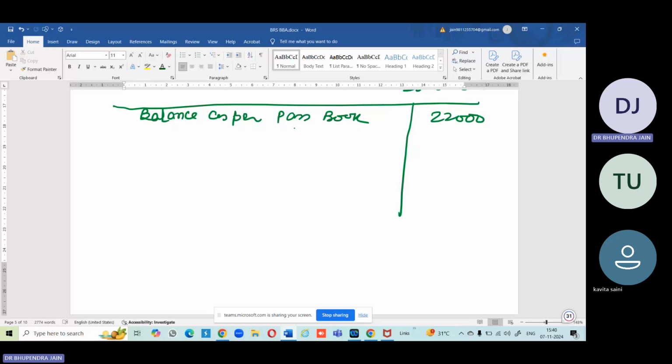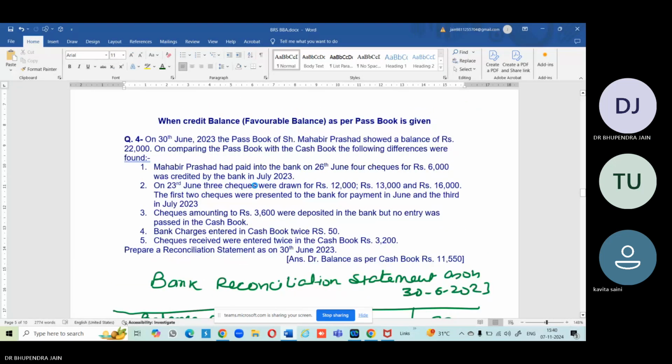Add and less. All the things we check according to the passbook balance. Since the passbook balance is less by rupees 6,000, we have to increase the balance of the passbook. So what will we write? Check deposited.